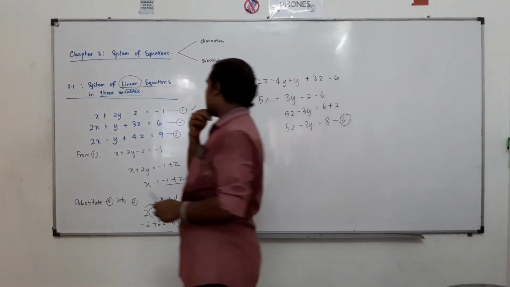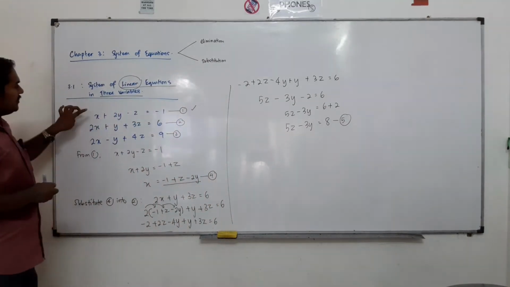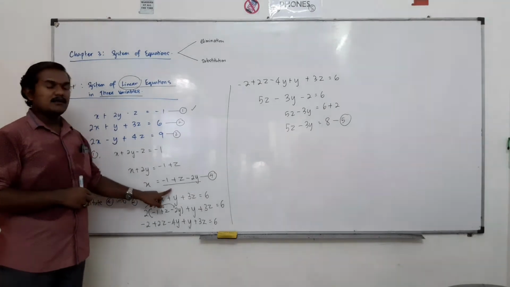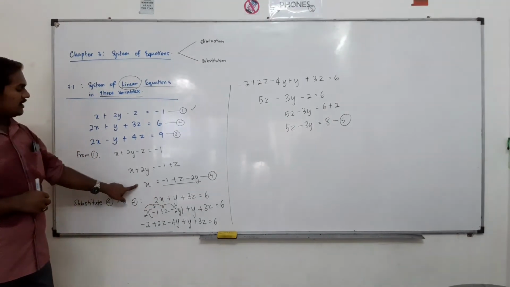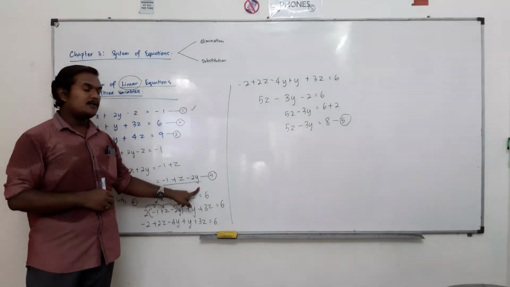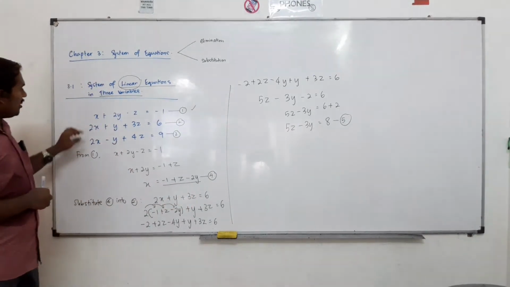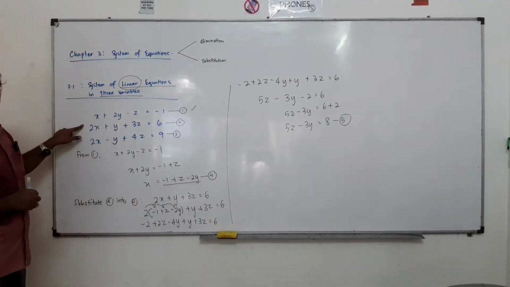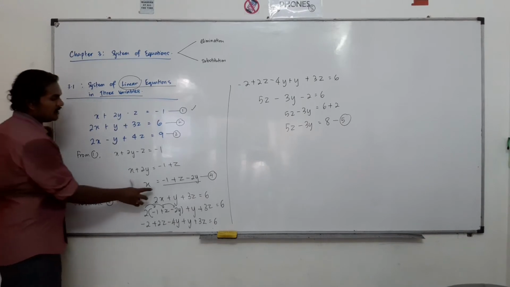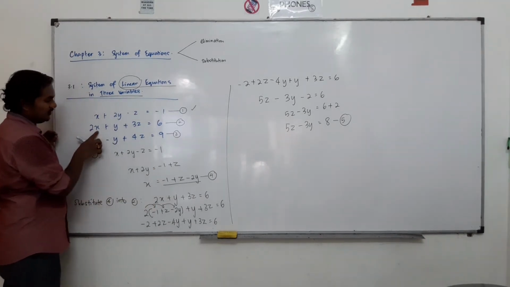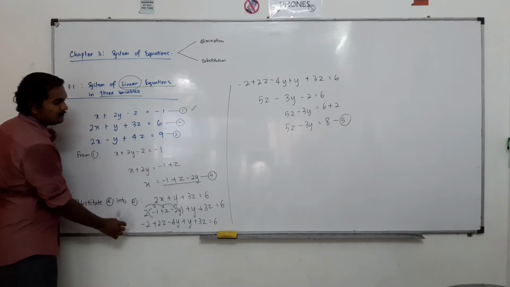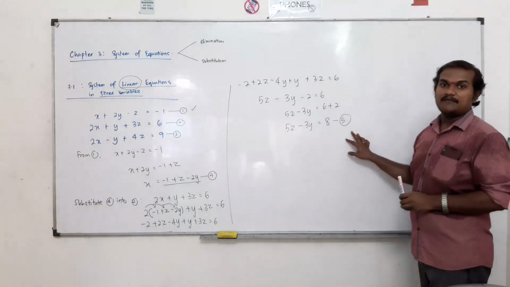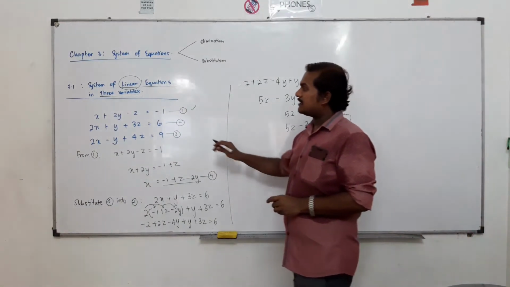So in the first step, we selected equation number 1 and made x the subject. From equation number 1, we know that x equals negative 1 plus z minus 2y, and we substituted this new equation 4 into equation number 2. After substituting and simplifying, we got equation number 5 already. Now we go for the next.